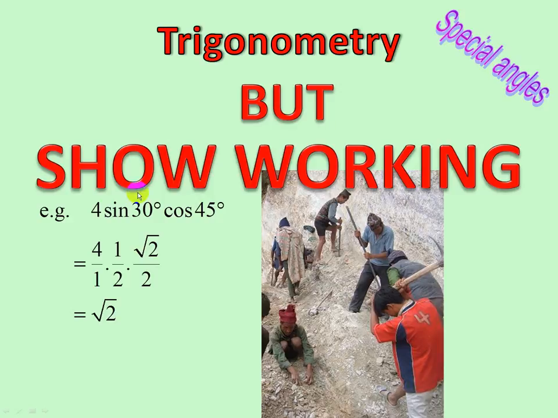Let's look at an example. If you're told to find 4 sine 30 cos 45, if you enter that straight on the calculator, it'll give you root 2, but you must show that you said 4 times a half times root 2 over 2. If you use a calculator to get those, that's fine.